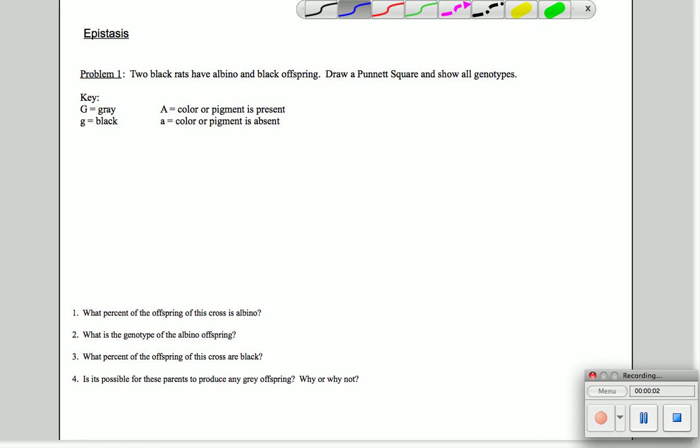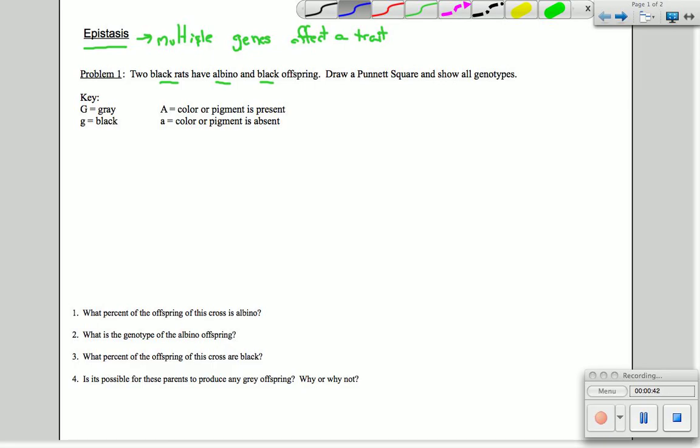All right, this is sample problem 1 for epistasis. Epistasis is when multiple genes affect a trait. An excellent example of this is skin pigment, in being albino or having skin pigmentation. For example, in this problem here, we have 2 black rats that have albino and black offspring.